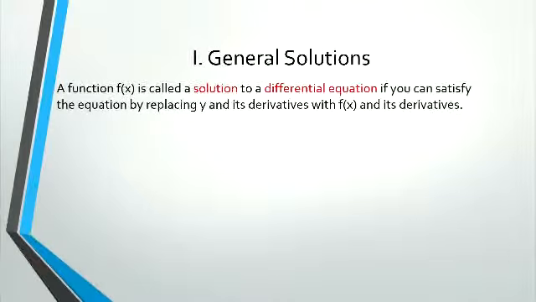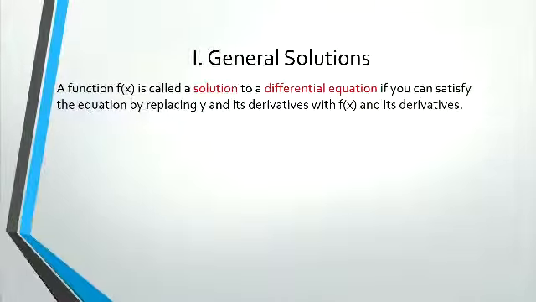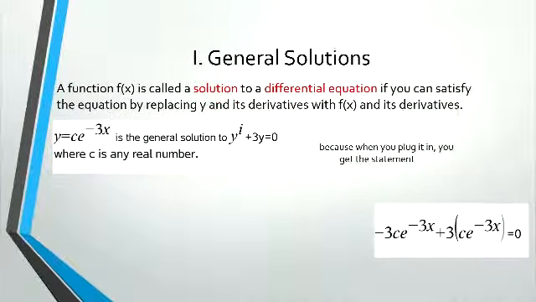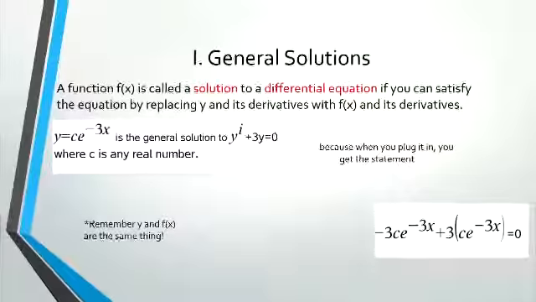Alright, let's get down to business. A function f of x is called the solution to a differential equation if you can satisfy the equation by replacing y and its derivatives with f of x and its derivatives. Take y equals x times e to the negative 3x, for example. It's the general solution to y prime plus 3y equals 0. We know this because when you plug it in, you get 0. Remember, y and f of x are the same for these kinds of problems.